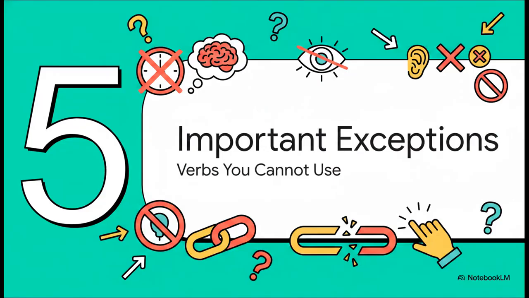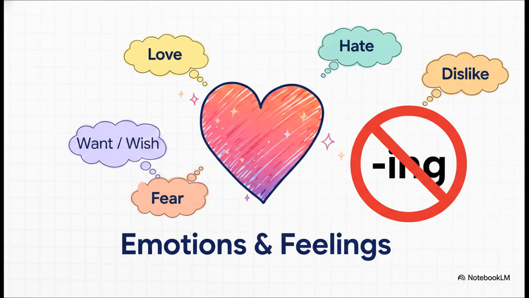Okay, Section 5. This is the juicy stuff. The insider secrets and important exceptions where using this tense is actually completely wrong. Here's the deal. Verbs that describe your deep emotions or feelings, words like love, hate, want, or fear, cannot take that ing form. Which means, yep, McDonald's famous I'm lovin' it slogan, it's a total grammar violation.